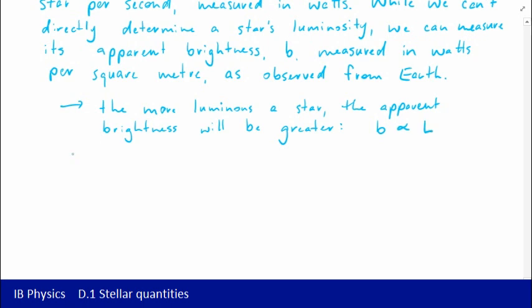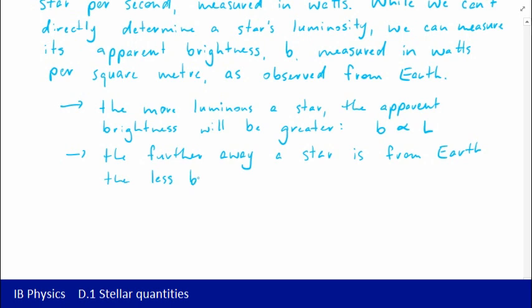and similarly, the further away a star is from Earth, the less bright it will be, and that's going to follow an inverse square proportion. Now, when we're talking about this idea of brightness, keep in mind it is the apparent brightness. It's the apparent brightness that we're interested in, not necessarily the luminosity as such.